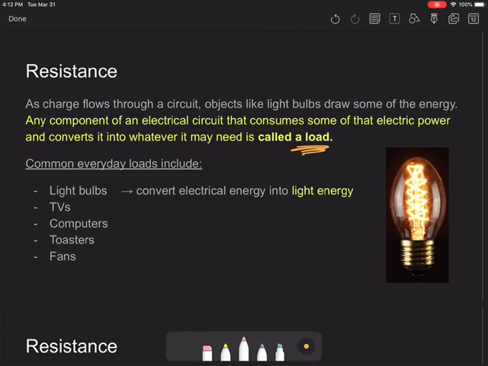It could also be something like a TV or a computer, a toaster, a fan, your cell phone, that can be considered a load when you plug it in. Anything that you plug in that consumes some electrical energy is called a load. Taking a look at these 5 examples, the light bulb is our first one. It takes that electrical energy and converts it into light energy.